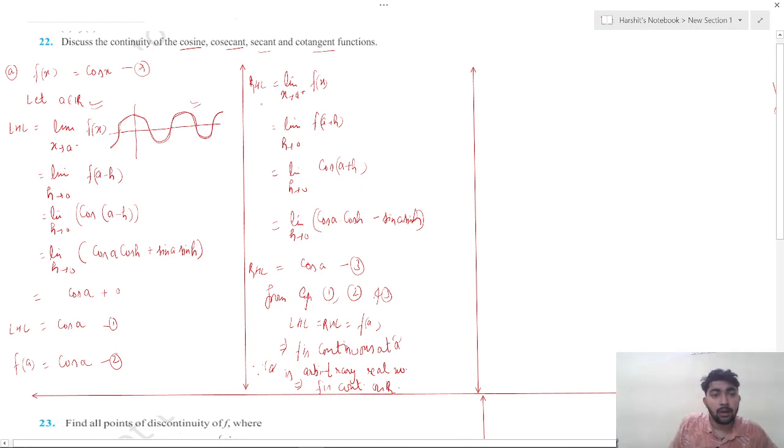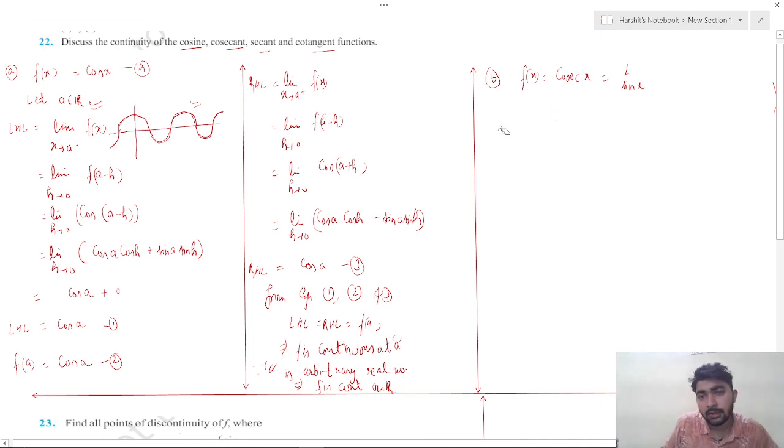Okay. Now cosecant. Cosecant: f of x is cosecant, that means cosec of x. It means 1 upon sine of x. Here we can use the algebra of continuity of sin x. What will it be? f is continuous.